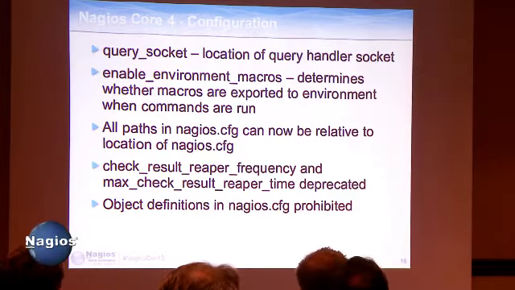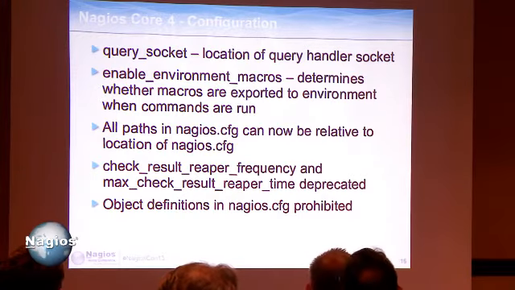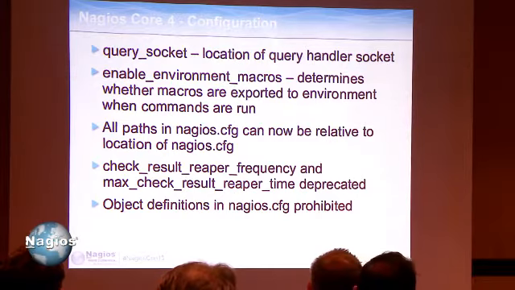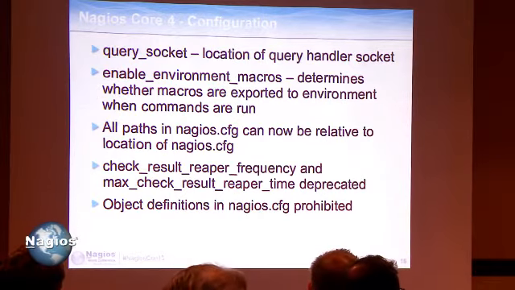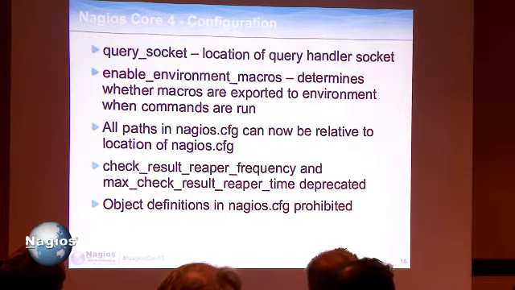Two variables that are deprecated are the check result reaper frequency and max check result reaper time. Check results are no longer reaped. They are fed back to the main Nagios Core process as soon as they're received by the core workers, so these have no effect anymore.